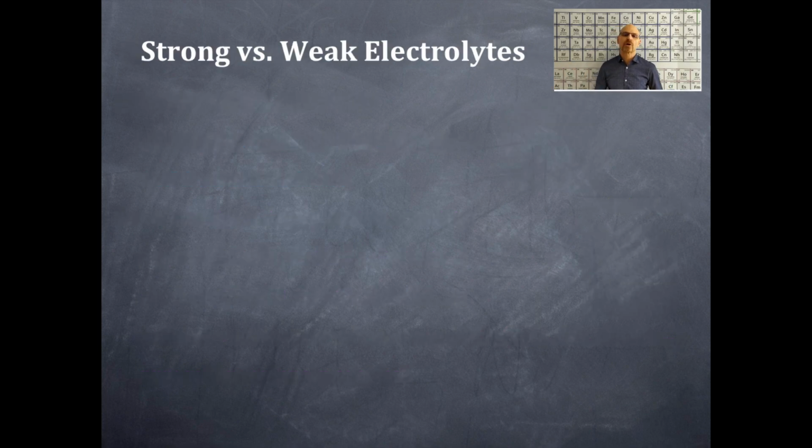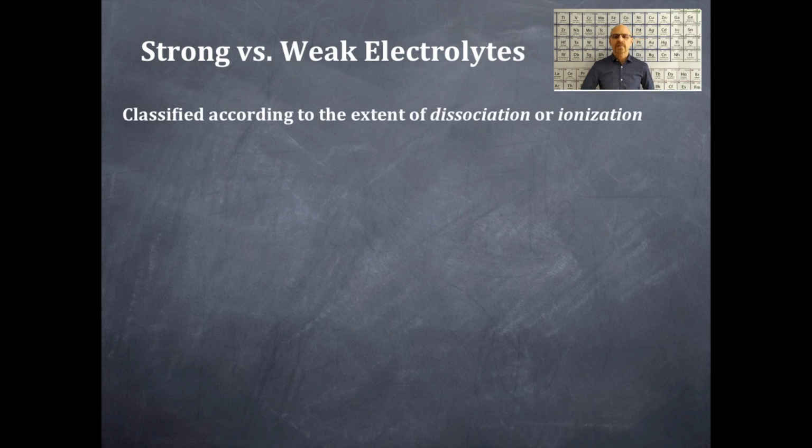All right, so strong versus weak electrolytes. Now we have electrolytes, which conduct electricity, and non-electrolytes, which don't. And then there's another subcategory of the electrolytes. We have strong electrolytes, which conduct electricity, and weak electrolytes, which of course conduct electricity as well. The difference between the strong and the weak is their extent of dissociation or ionization. Strong electrolytes dissociate or ionize 100%. That means they break apart 100%.